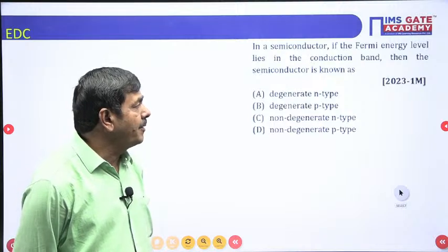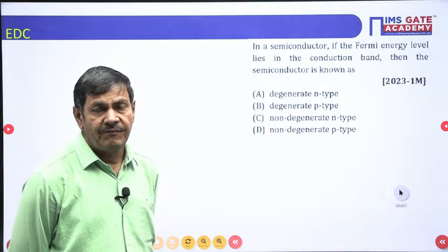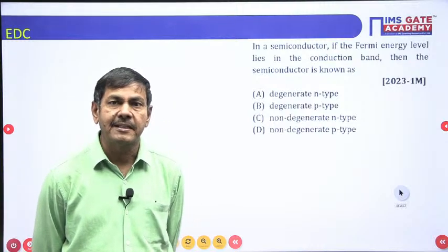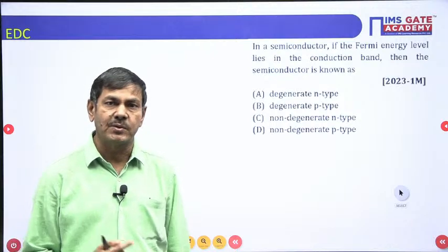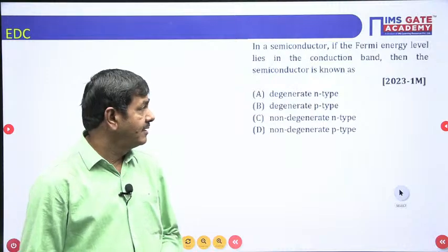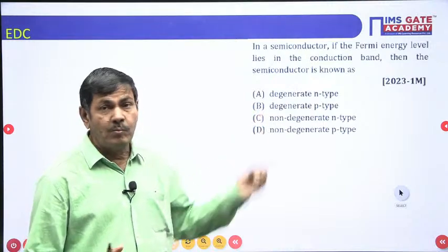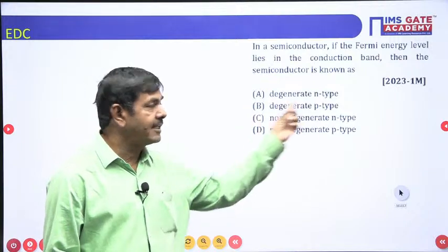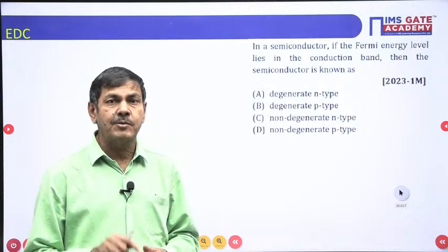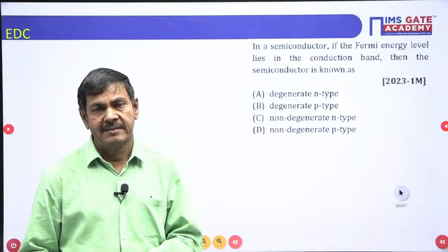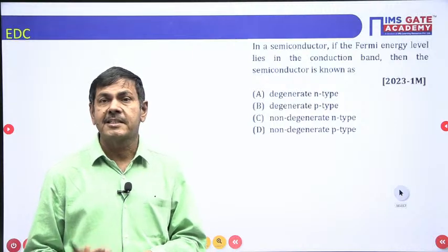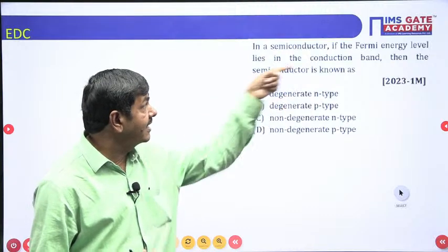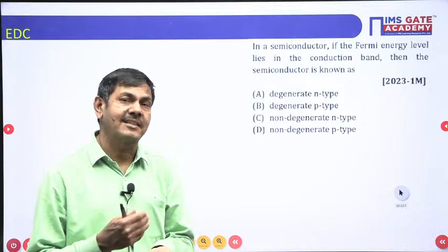But whether it is N-type or P-type, how can you identify? When pentavalent atoms are doped more, more concentration of the pentavalent atom is doped, which means it is degenerate. Pentavalent atoms doped means it is an N-type extrinsic semiconductor. In a degenerate N-type extrinsic semiconductor, where is the Fermi level going to lie? In the conduction band only.